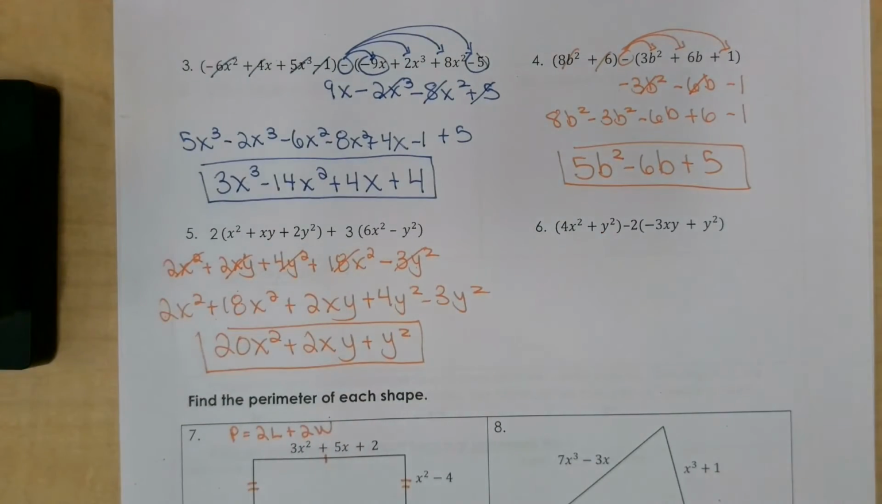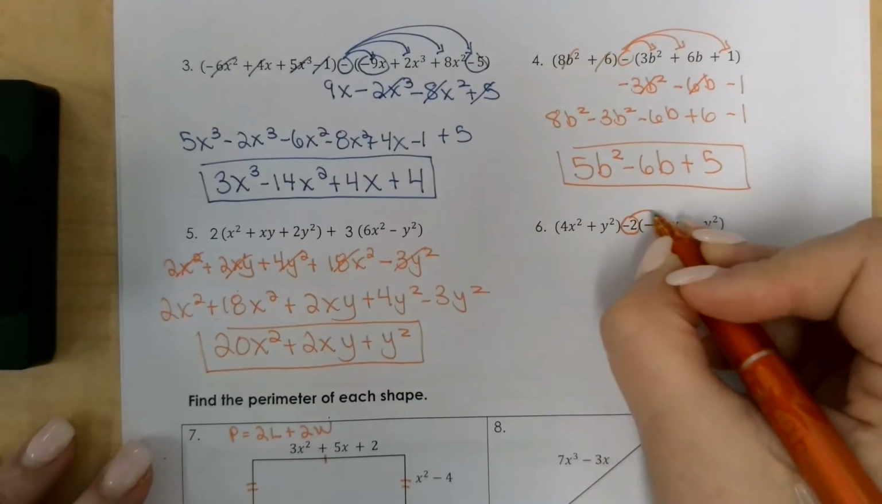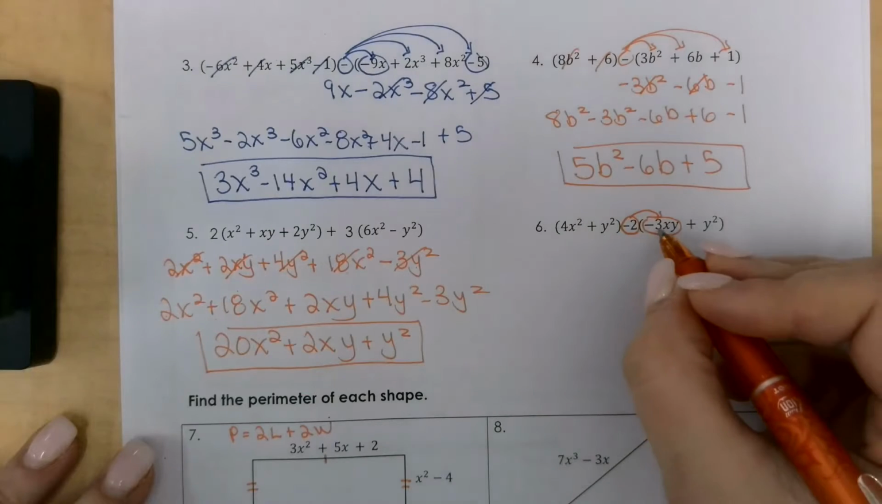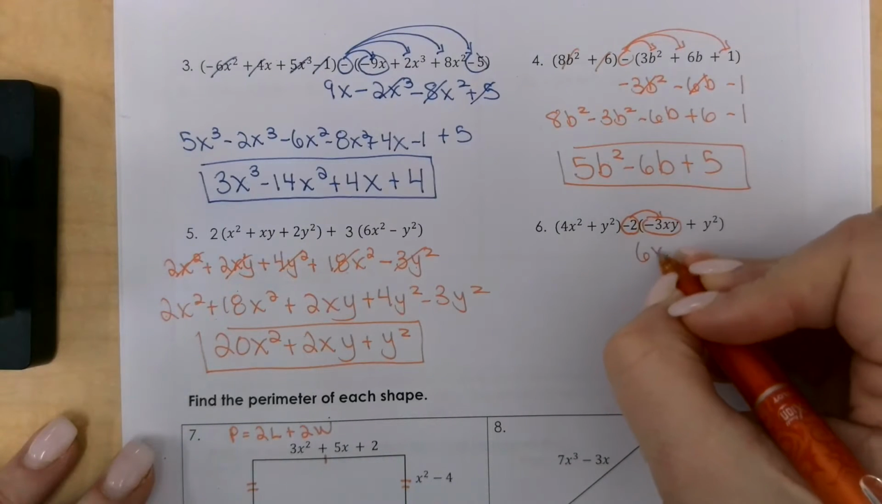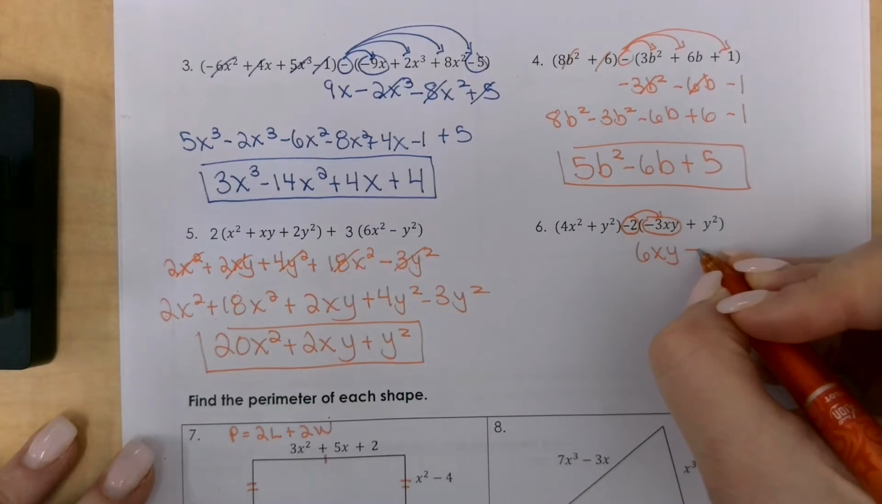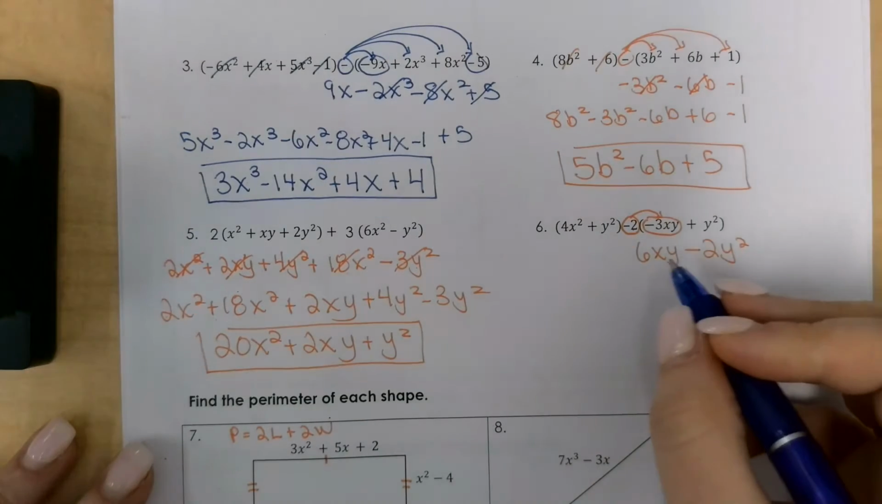And the last one on this page has us distributing a negative 2. And remember, this is a negative 3, so that'll create some positivity. Negative 2 times negative 3 is 6xy. Negative 2 times a positive y squared is minus 2y squared. I should be writing in blue, so I'm just going to switch over now.